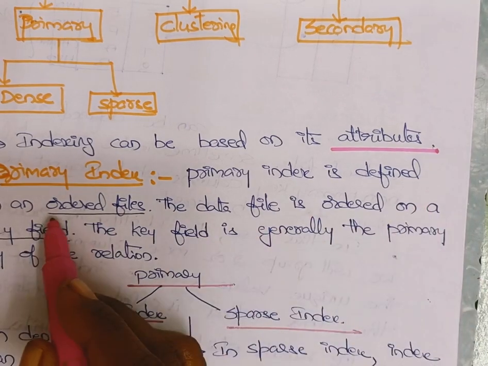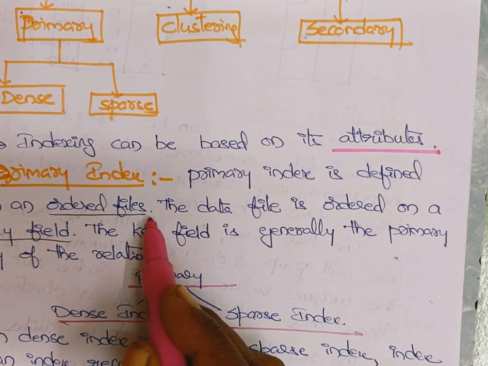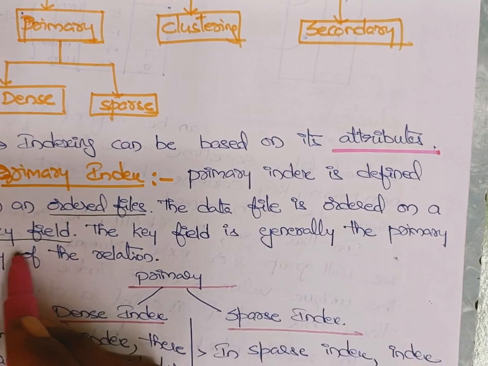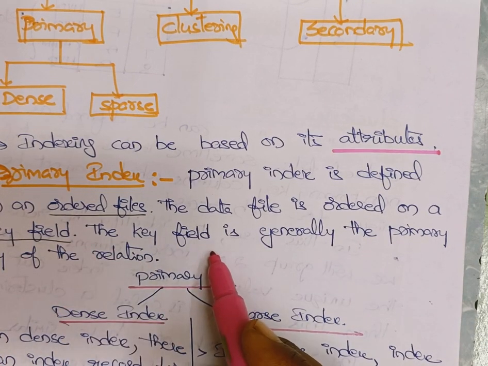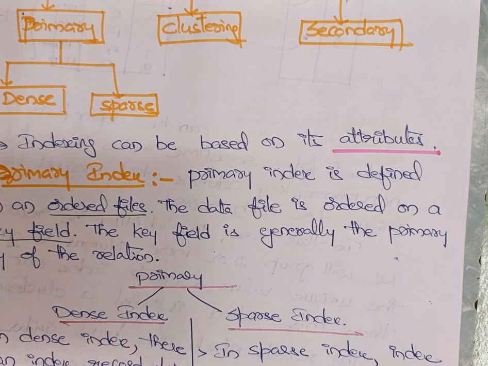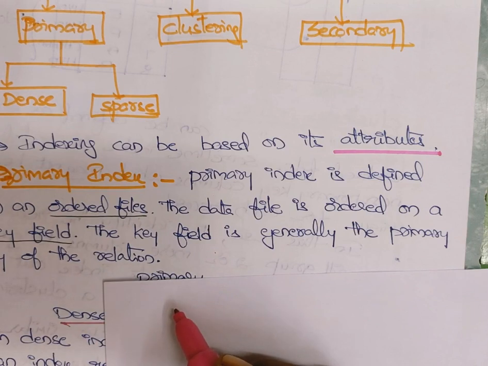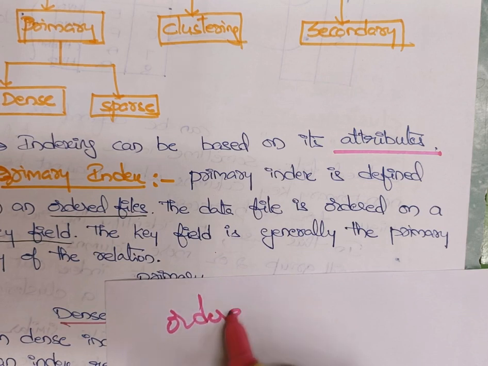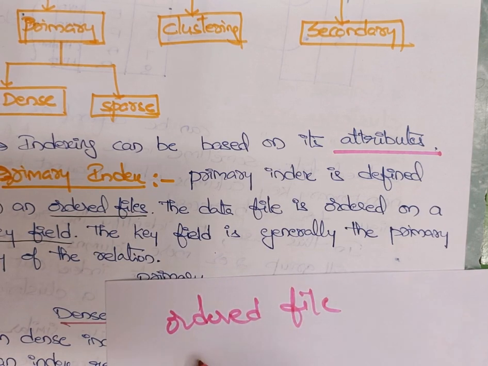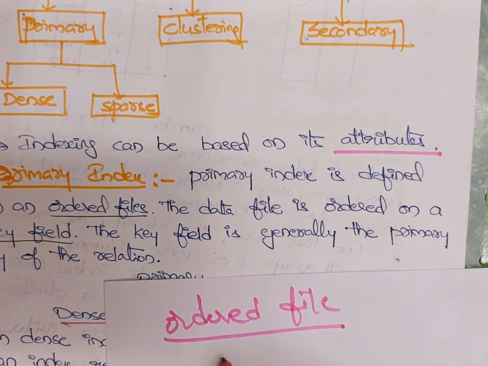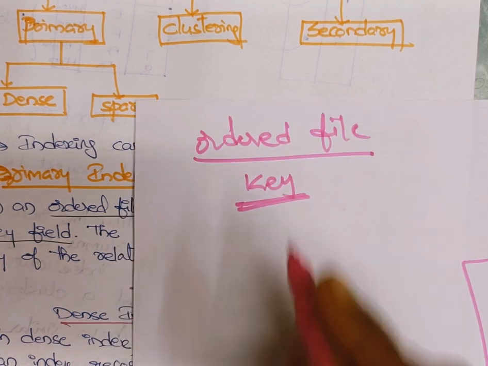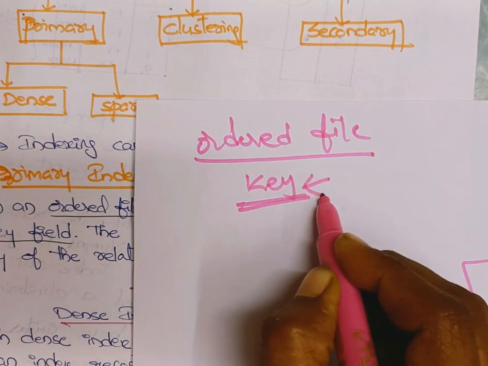A primary index is defined on an ordered file. The data file is ordered on a key field. The key field is generally the primary key of the relation. The primary index is built on the ordered file, which means that if we want to apply the primary index, then that file should be ordered.